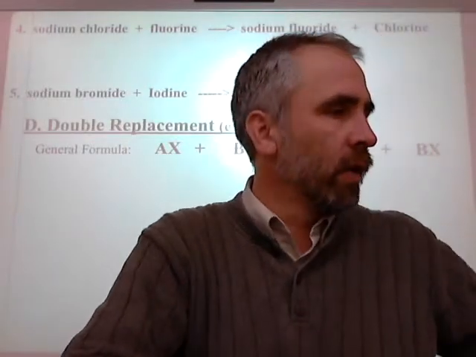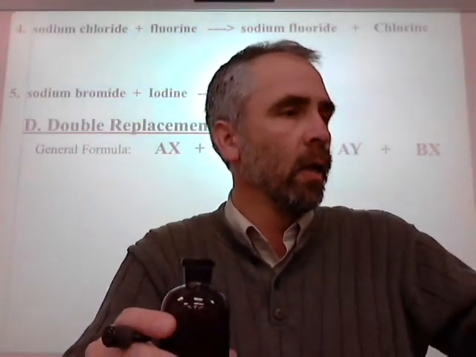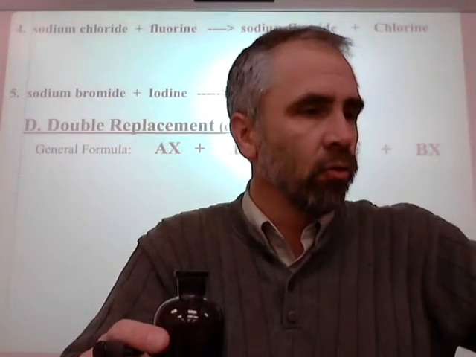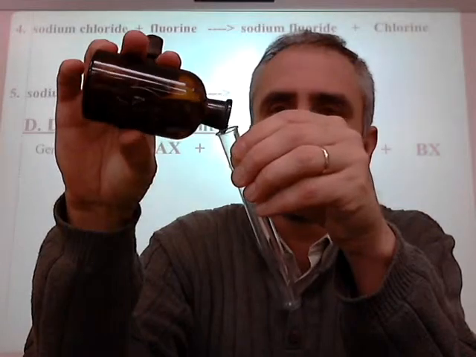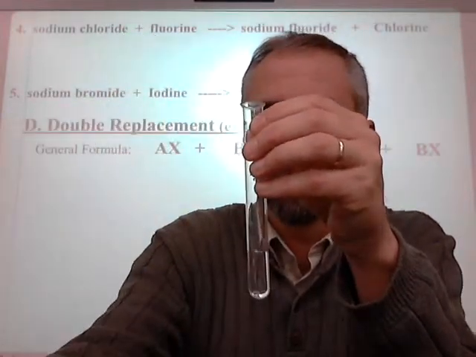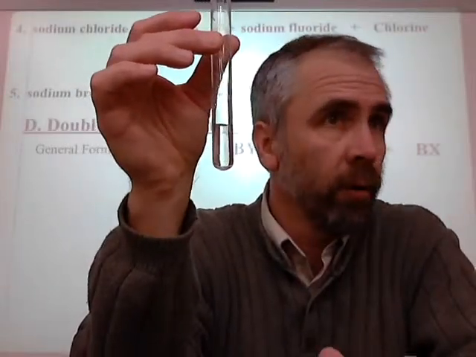I'm going to take some silver nitrate, which we've seen before. This is the stuff that turns your hands brown. Don't want to get it on your hands. And I'm going to add it to a test tube. When I do that, you'll see that it's a clear solution. That's how I would describe this: a clear, colorless solution. You all agree?